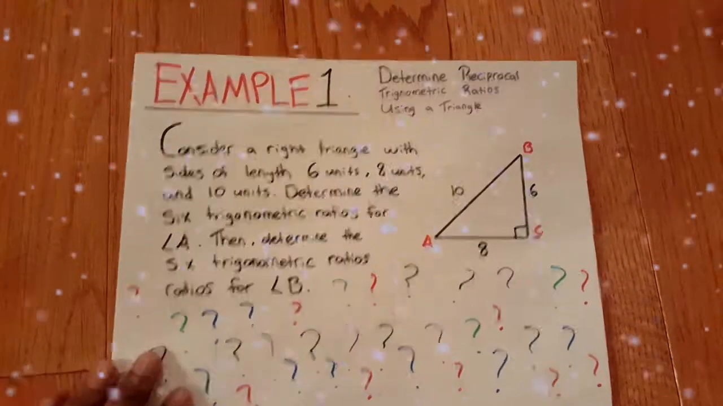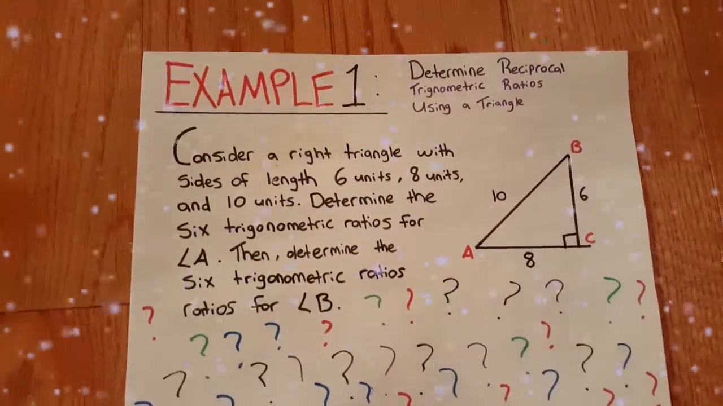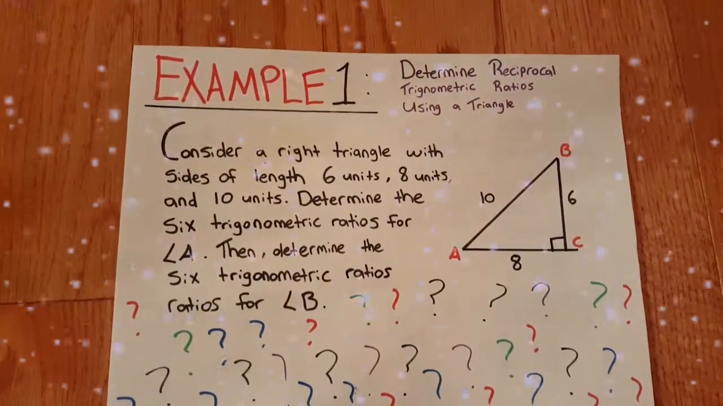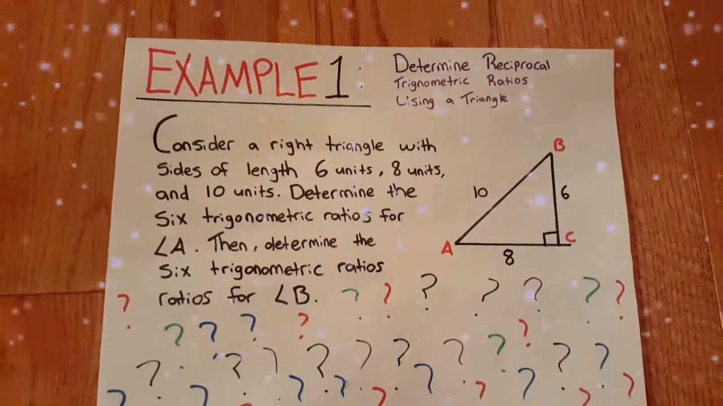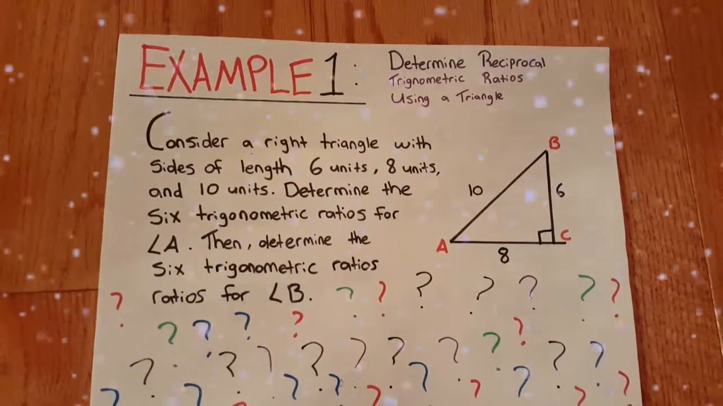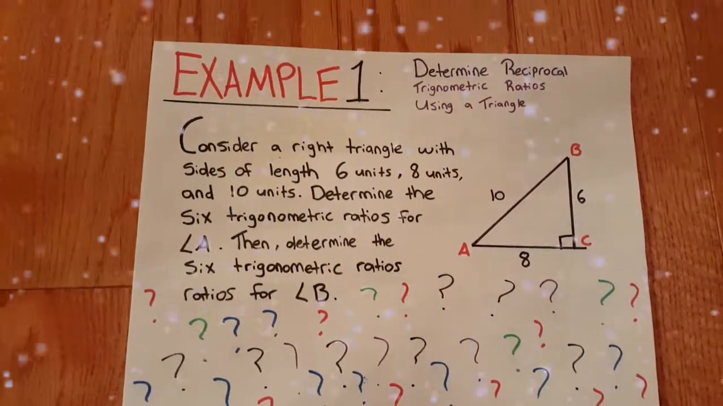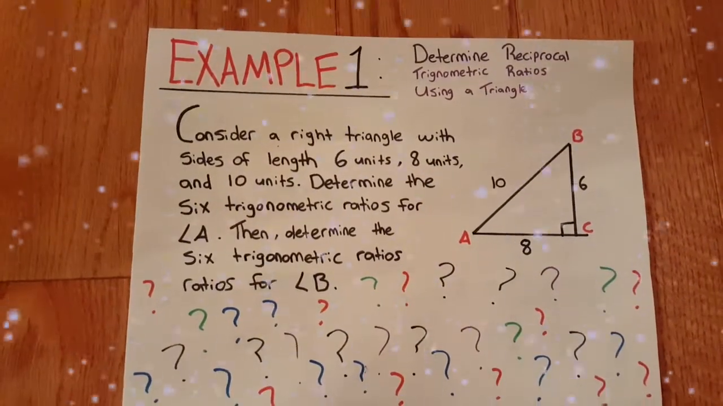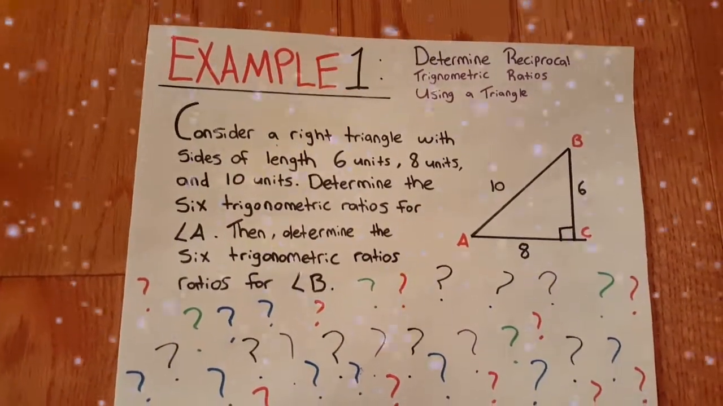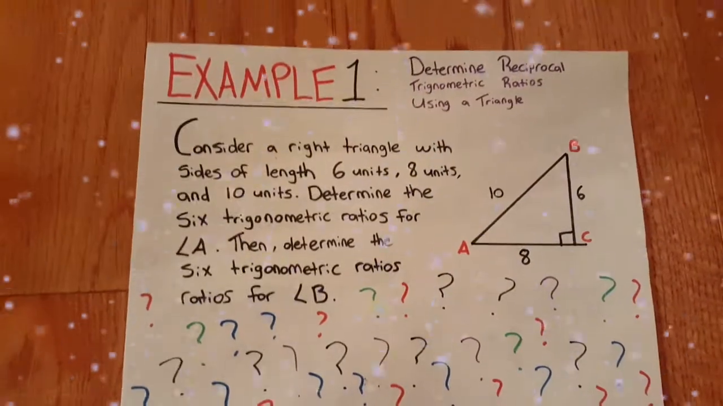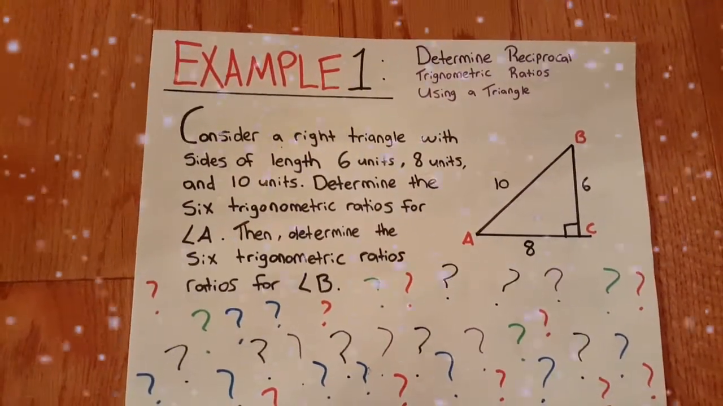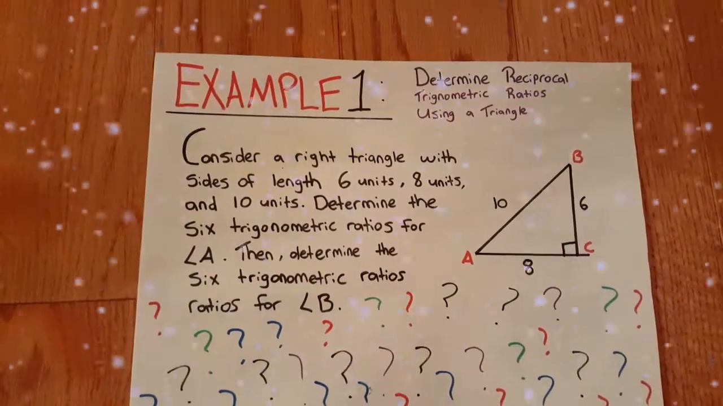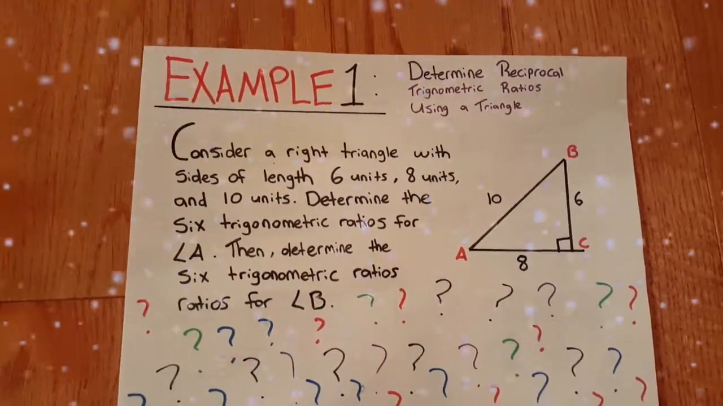Now let's go on to example 1. Consider a right triangle with side lengths 6 units, 8 units, and 10 units, like the one you see to the right, labelled A, B, C. Determine the 6 trigonometric ratios for angle A. Then, determine the 6 trigonometric ratios for angle B. For angle B, I would like you to do that by yourself and get help from teachers or friends. First we're going to be calculating angle A.